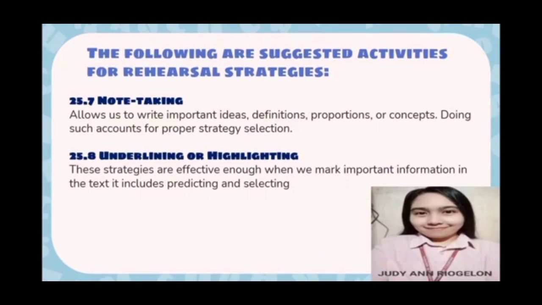Underlining or highlighting. These strategies are effective enough when we mark important information in the text. It includes predicting and selecting. Underlining or highlighting is a strategy where only the keywords, phrases, and ideas that are central to understanding the reading are underlined or highlighted. This helps us to be organized on what has been read by selecting what is important.